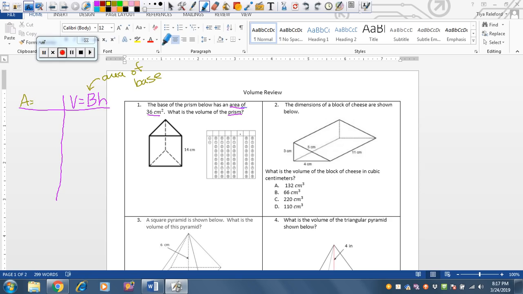Now, I still want you to shade your base, but do I have to find the area of this triangle? No, why not? Because they gave it to me. I don't have to do anything, they gave it to me. So that means that 36 is capital B. So V equals 36 times, what is H? 13, you got it.